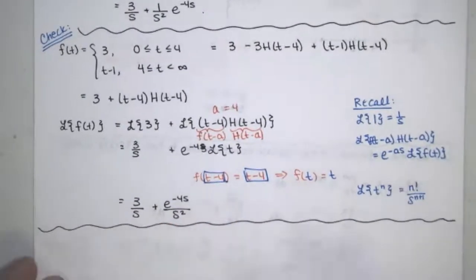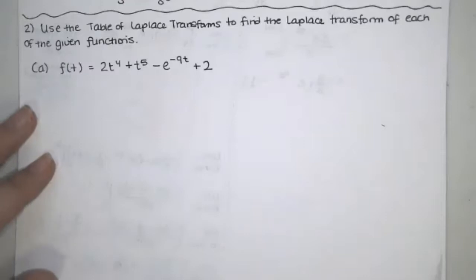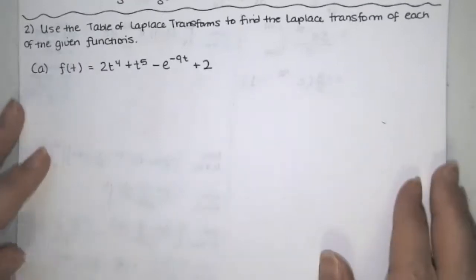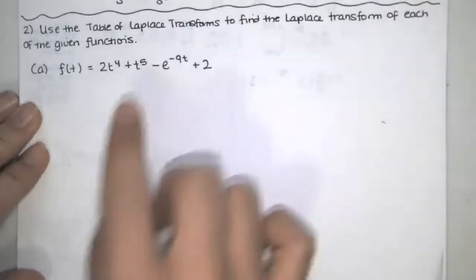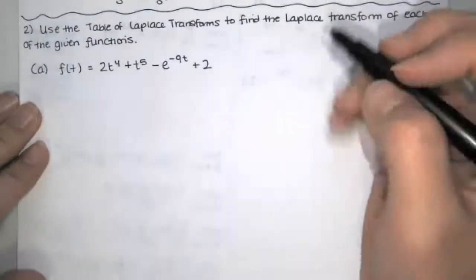Okay, let's look at problem number 2. So number 2, we're asked to use the table of Laplace transforms to find the Laplace transform of each of the given functions. And this is our first function.